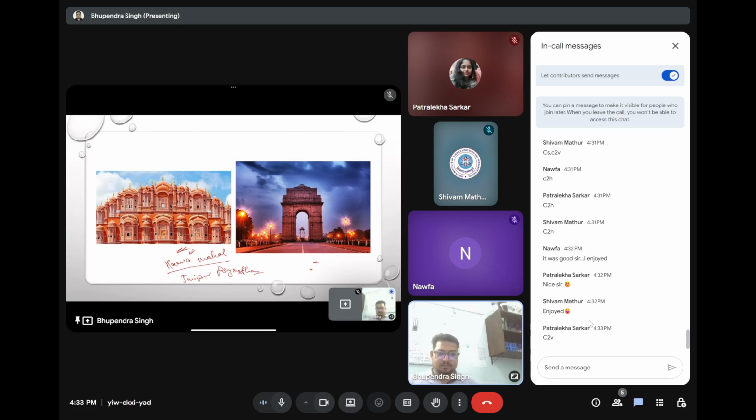Patlekha is saying C2V. Nafa is saying C2V. So this is your C2 and this is also your V. Okay, this is C2V. What is this? Tell me the name. Oh, Patlekha, India Gate. Yes, it is India Gate. So it is in Delhi. Now tell me the point group of this.